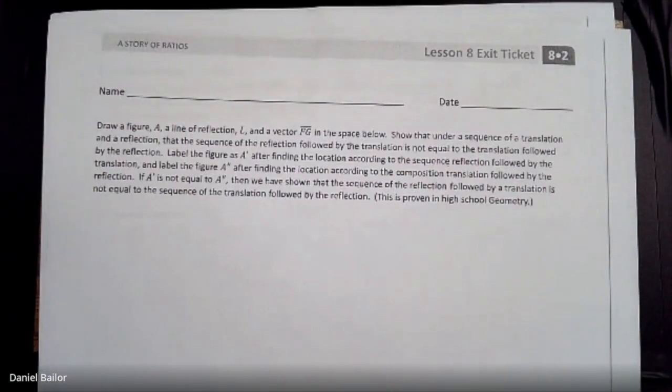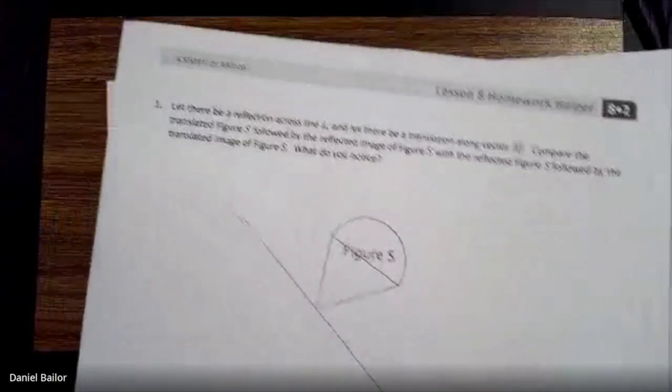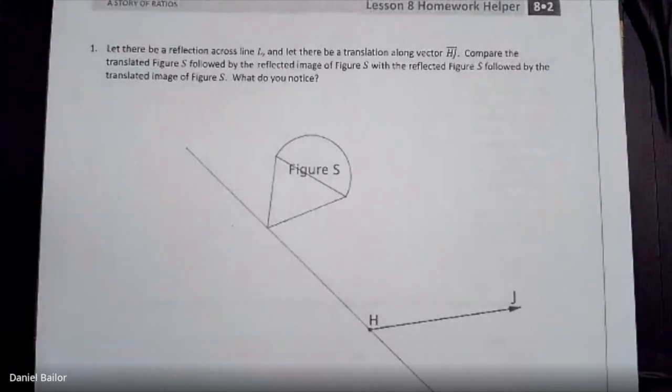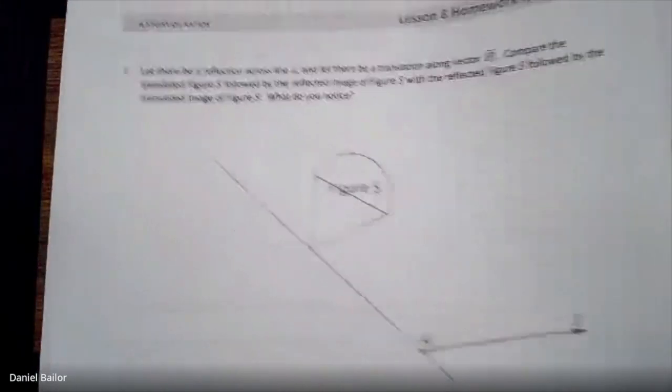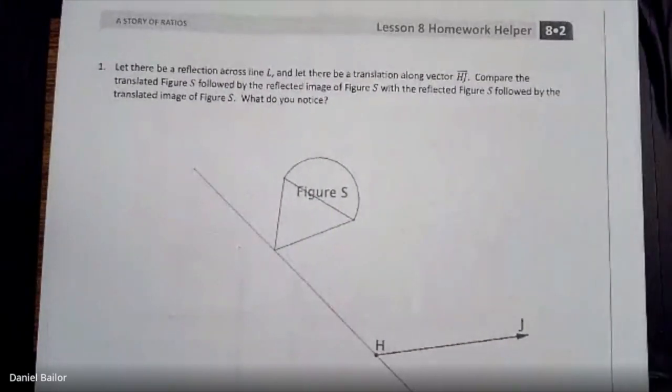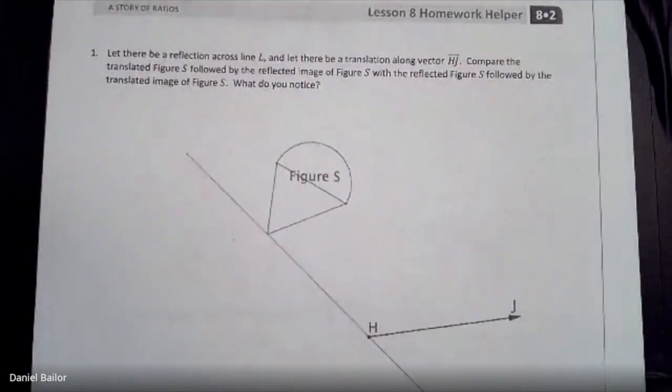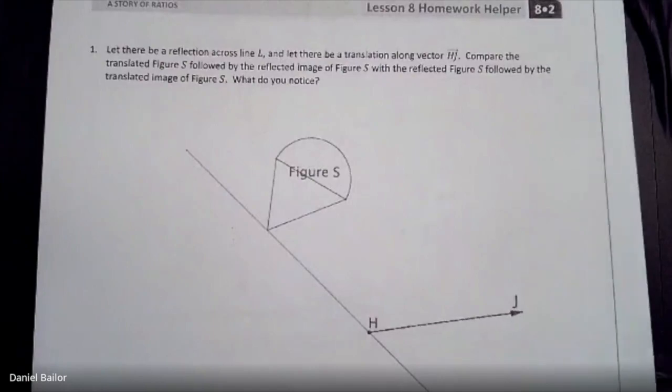Exit ticket is on page 87. Take the exit ticket and put it in the back of the packet because the exit ticket is what we're going to work on last. And then on page 89, you will see the homework helper, which is another example. They give you another figure, and they ask you to reflect and translate in the different orders. And they actually show you the answers on page 90.